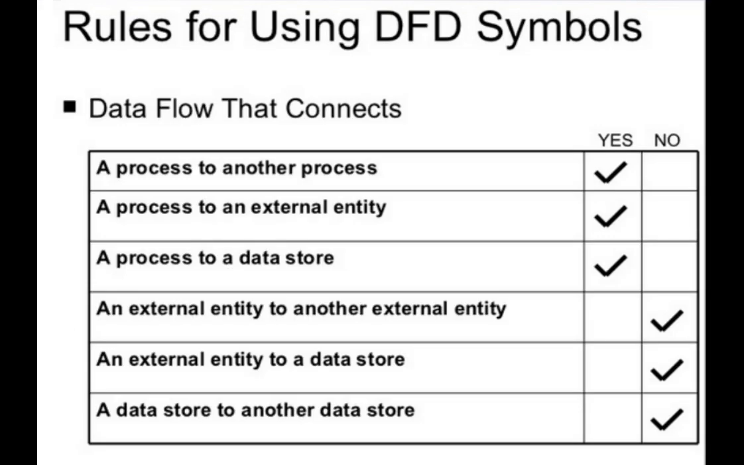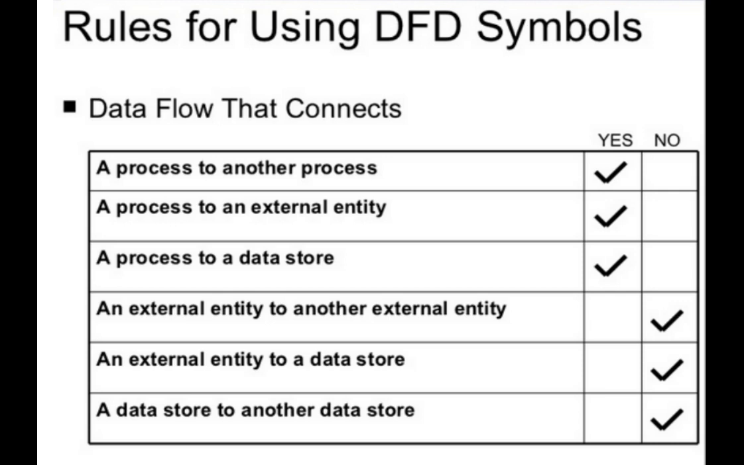So, in general, we can say some rules for using data flow diagram symbols. A process is permitted to connect with another process. A process can be connected to an external entity, that is permitted. A process can be connected to a data store, that can be permitted. Then there are some rules which cannot be permitted.